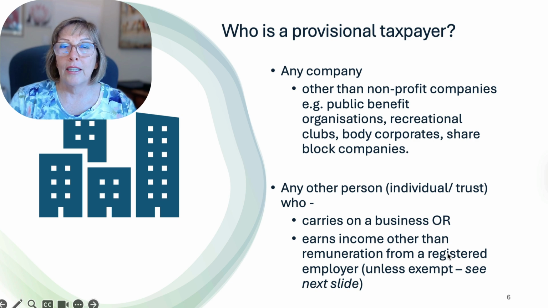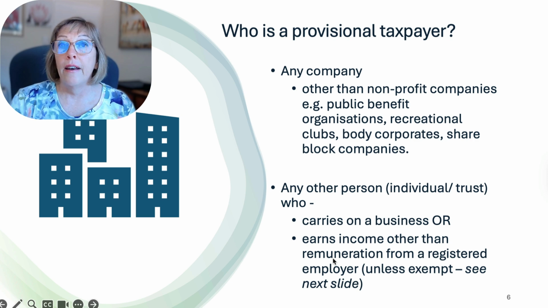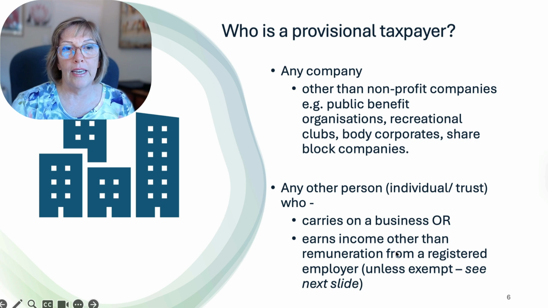So we've got to read all of that together, not just remuneration, but remuneration from a registered employer. That means the assumption is that you are paying the correct amount of PAYE on that remuneration, and that's one way that SARS recovers tax. Now, the purpose of provisional tax is to say that if you're earning other income, well, then there must be another mechanism to pay tax on that other income, and that comes through the provisional tax system.